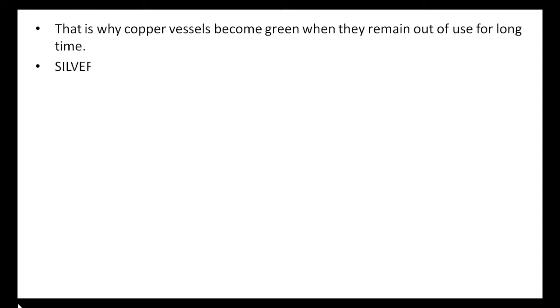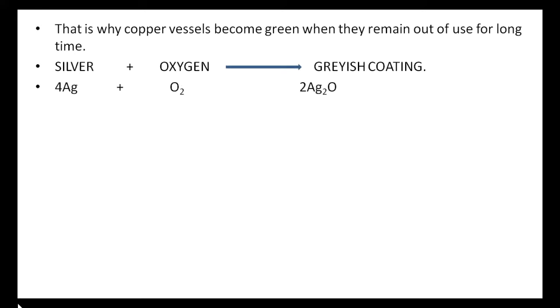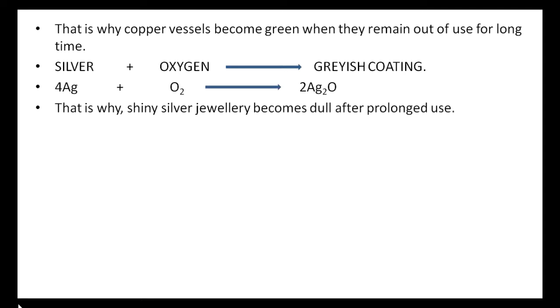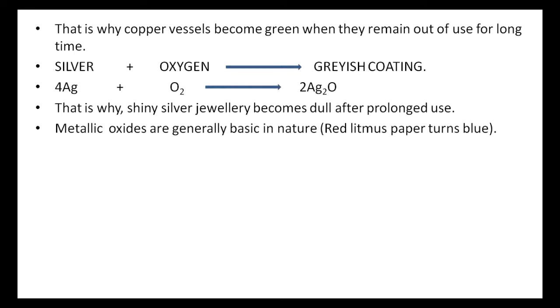When silver reacts with oxygen, it forms a grayish coating, which is represented in the following equation. That is why shiny silver jewelry becomes dull after prolonged use. Metallic oxides are generally basic in nature, as they turn red litmus to blue.